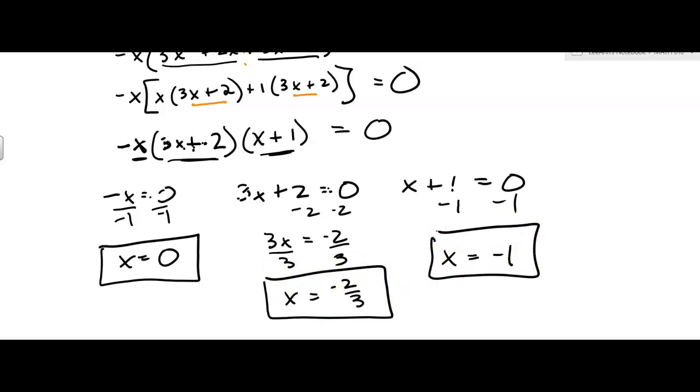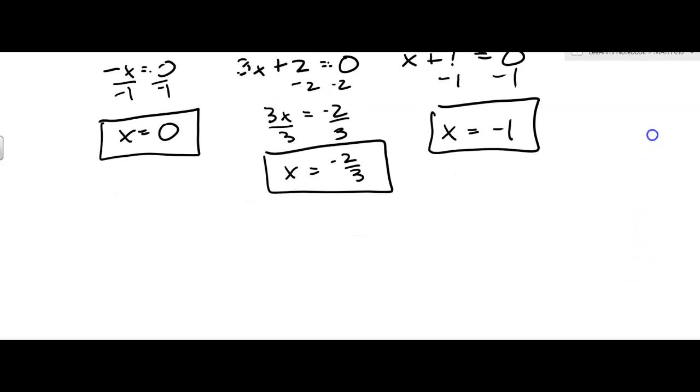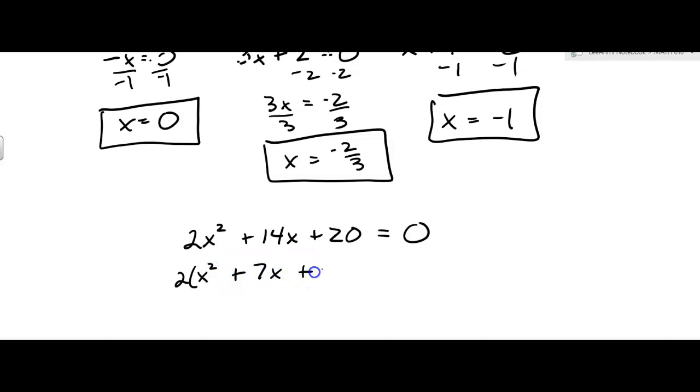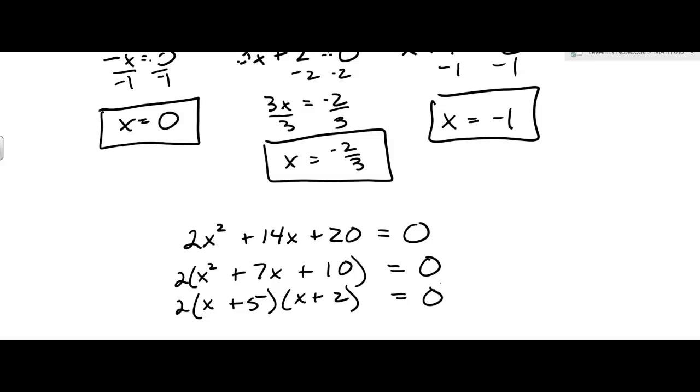And there they are. Now I want to go over one other thing that could happen, just another example here. Say you had 2x squared plus 14x plus 20 equals 0. There is a GCF here, 2, so you could factor out 2. And you'd have x squared plus 7x plus 10 equals 0. And that factors x plus 5 and x plus 2. Those are the two numbers that multiply to be 10 and add to be 7.